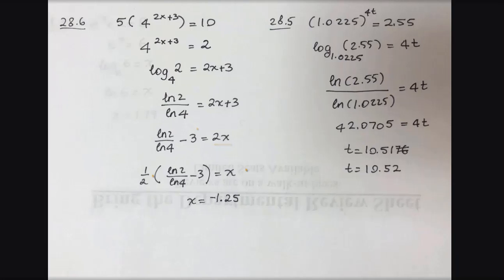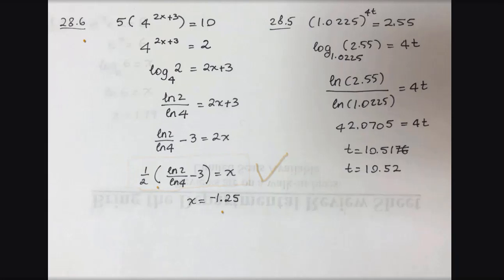So we just found an expression for x. The rest is to evaluate this expression. Here we solved for x, and we are asked to find an approximate value, so we plug this expression into the calculator to find that x equals negative 1.25.